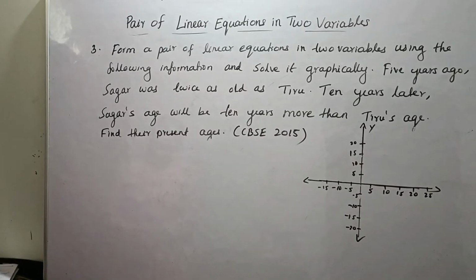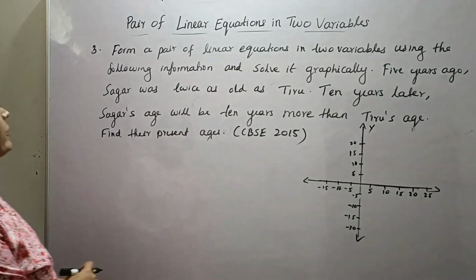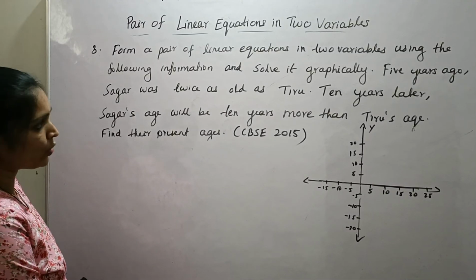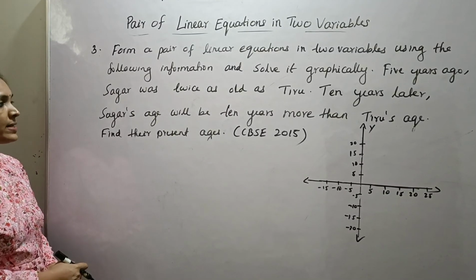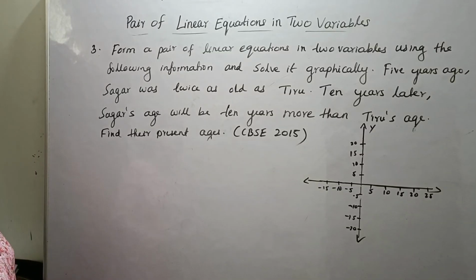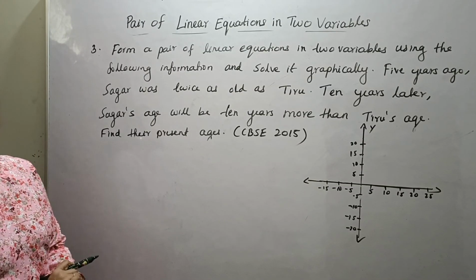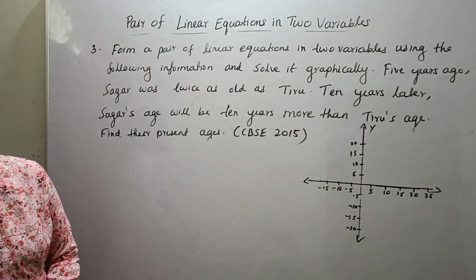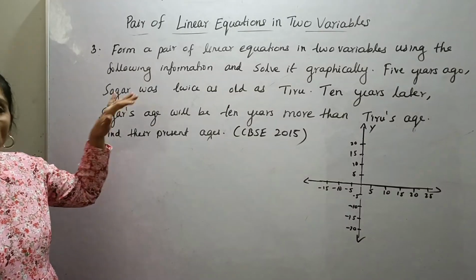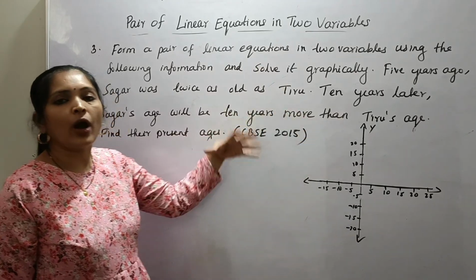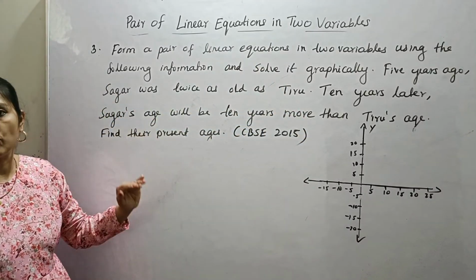Form a pair of linear equations in two variables using the following information and solve it graphically. 5 years ago, Sagar was twice as old as Thiru. 10 years later, Sagar's age will be 10 years more than Thiru's age. Find their present ages. See, we have to find the solutions of the linear equations. Linear equations are not given. According to the given information, we have to find the linear equations.